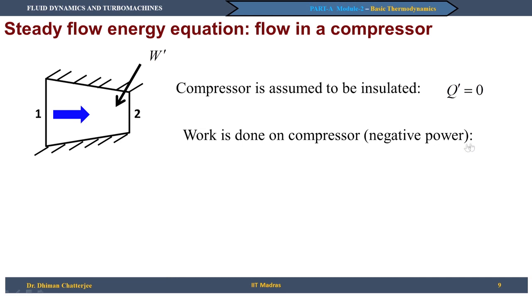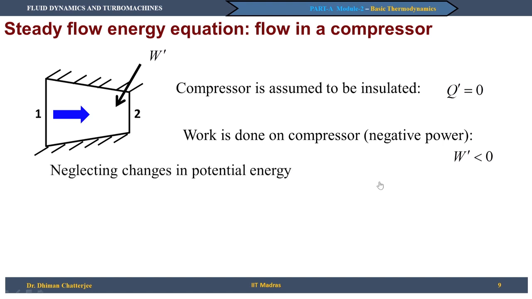Electrical energy gets converted into mechanical energy, the blades move, and it produces air motion. A compressor is similar equipment, which involves a negative power, that is, W prime is less than 0. Following the same analysis as for the turbine, neglecting changes in potential energy, we can say that Wc prime is equal to minus W prime, equal to m dot (H02 minus H01).